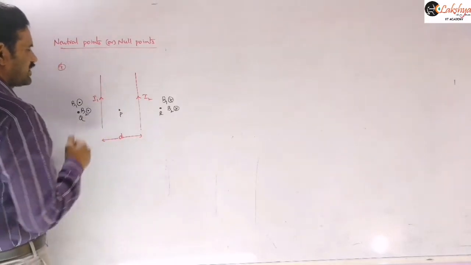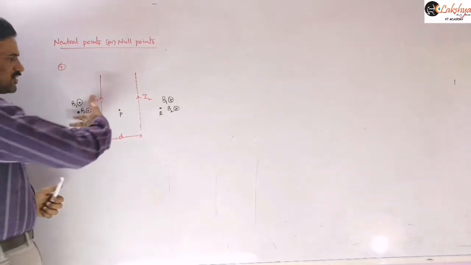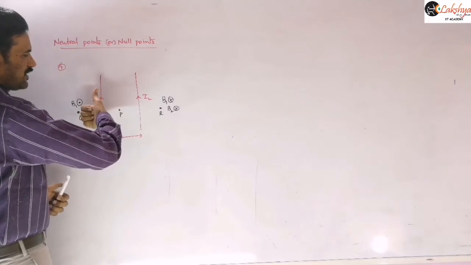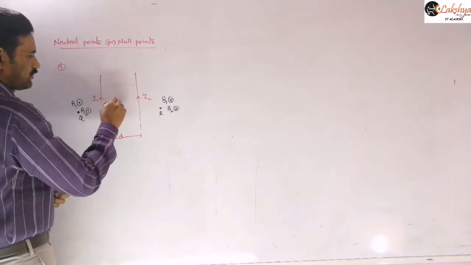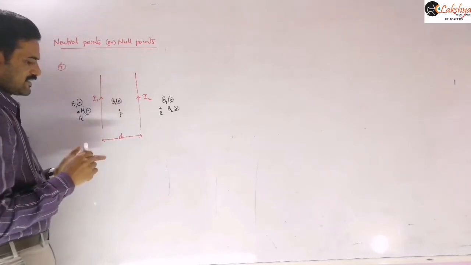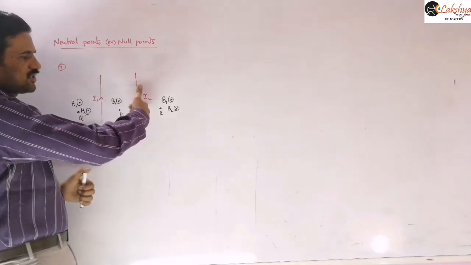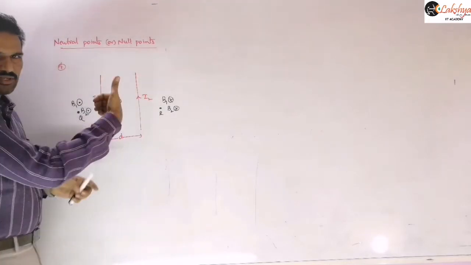Next, if you are discussing the point P, the magnetic field due to this conductor will be into the plane, so B1 will be into the plane. Next, let us see the magnetic field due to this I2. The field due to this conductor will be out of the plane here, right?